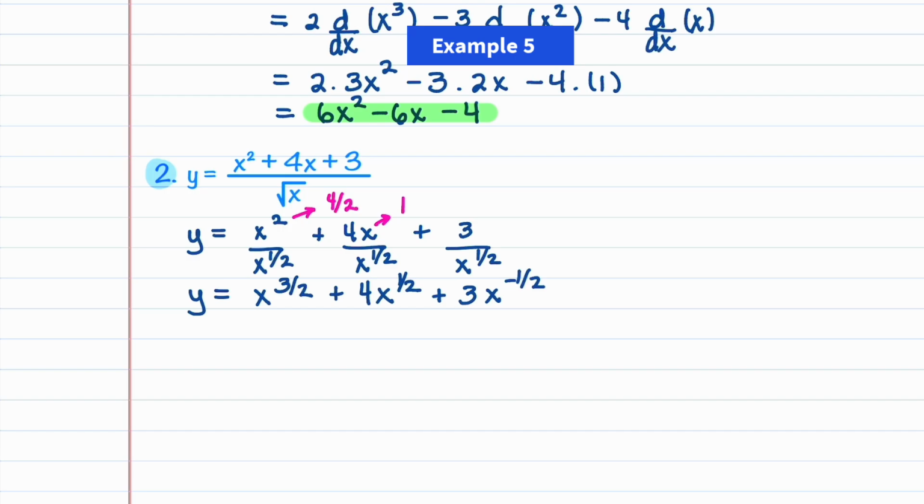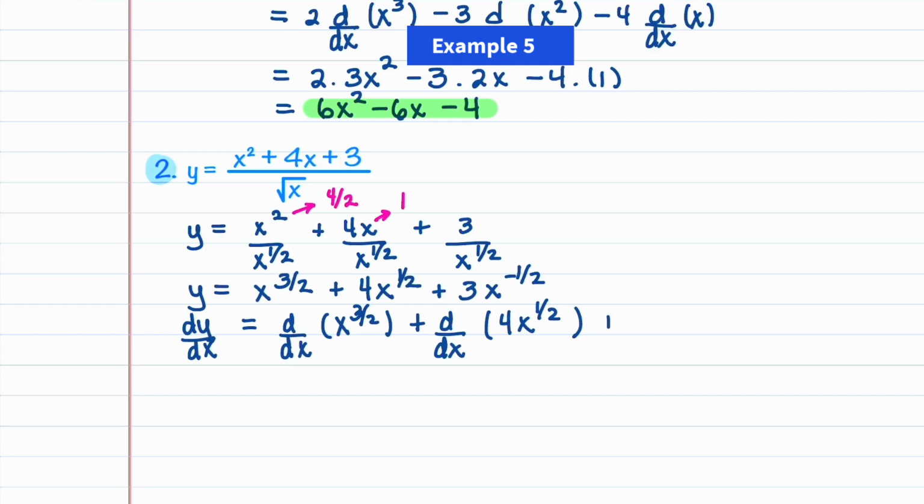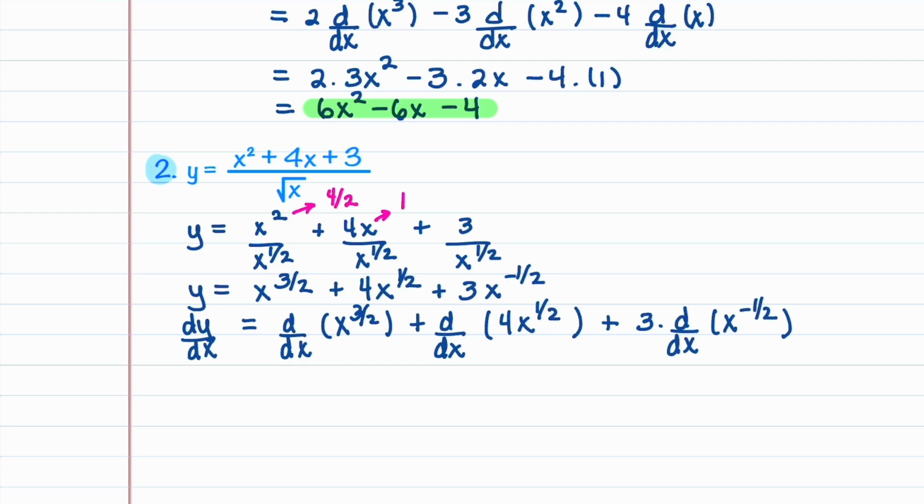Now we can go ahead and take our derivative. Our derivative is dy dx, and it is the derivative with respect to x of our first piece, x to the 3/2, plus our derivative with respect to x of our second piece, 4x to the 1/2. And then lastly, in our third piece, there is a 3 sitting there. We can pull that out in front and then multiply that by the derivative with respect to x of x to the minus 1/2. We could have also pulled out the 4 in the second term.